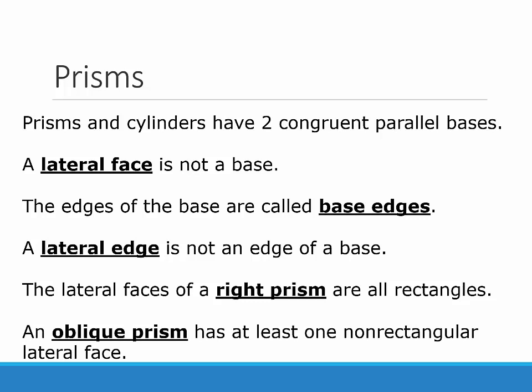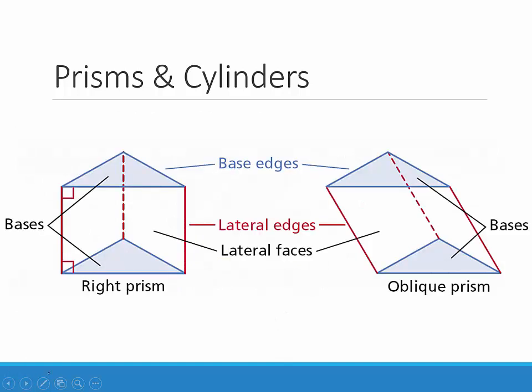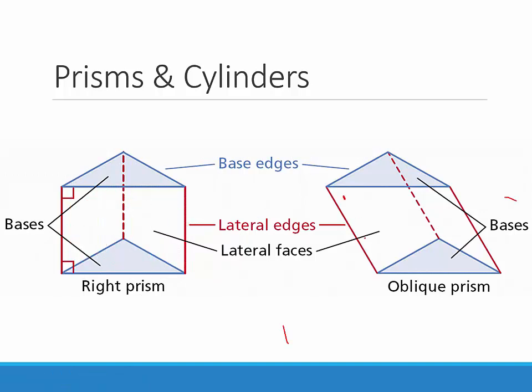So if we start talking about prisms, remember prisms and cylinders are similar because they have two congruent parallel bases. One has a polygon base and one has a circle base. You have lateral and base parts. Lateral are the outsides, bases are top and bottom. So a lateral face is all this stuff right here, the stuff back here, and the stuff back here. So it doesn't include the two bases. Same thing with this. It's all the stuff that's not blue. Those are your lateral faces. Your bases are the blue part.